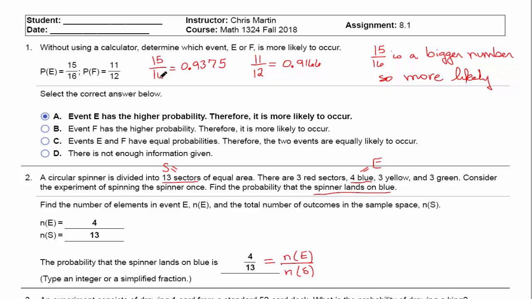So let's see, 15/16 is 0.9375, and 11/12 is 0.9166. So looking at the decimal representation, clearly 15/16 is a bigger fraction. Therefore, event E has a higher probability and is more likely to occur.